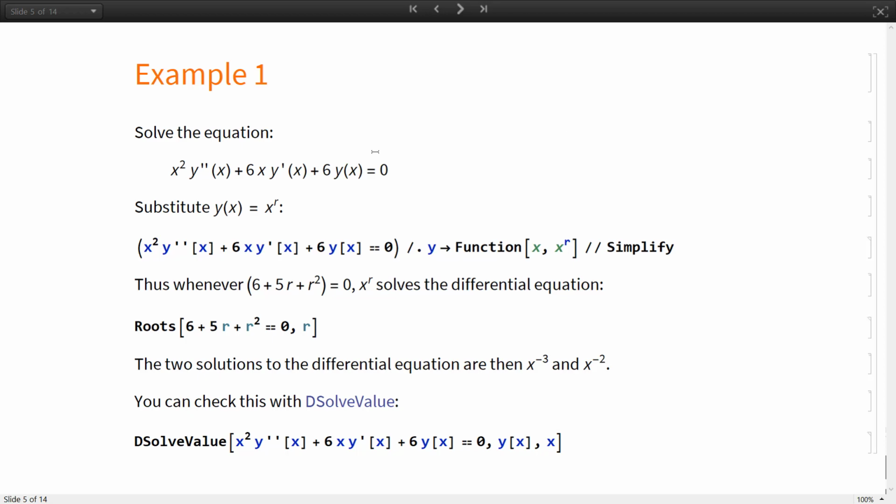Let's solve the Euler equation given here. Assume the solution is of the form x to the r, and substitute this form into the differential equation to get a quadratic polynomial for r.